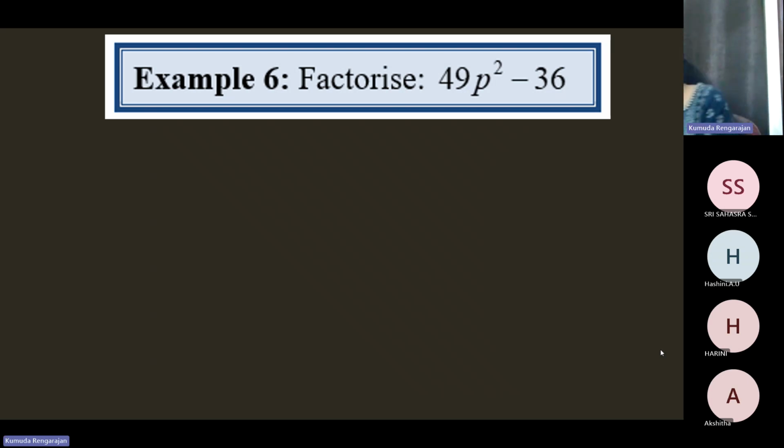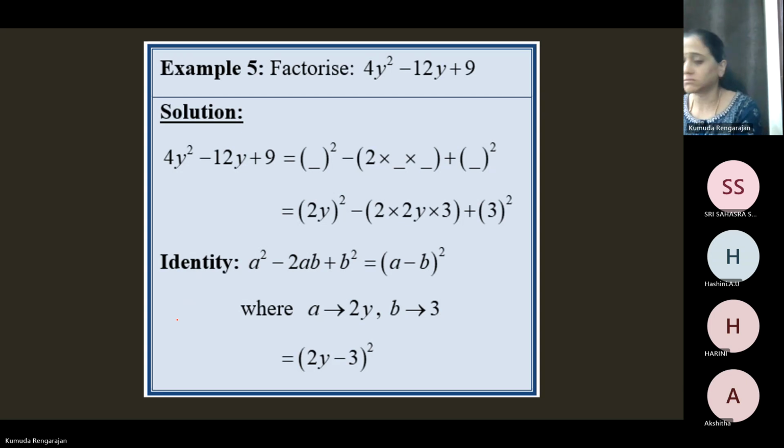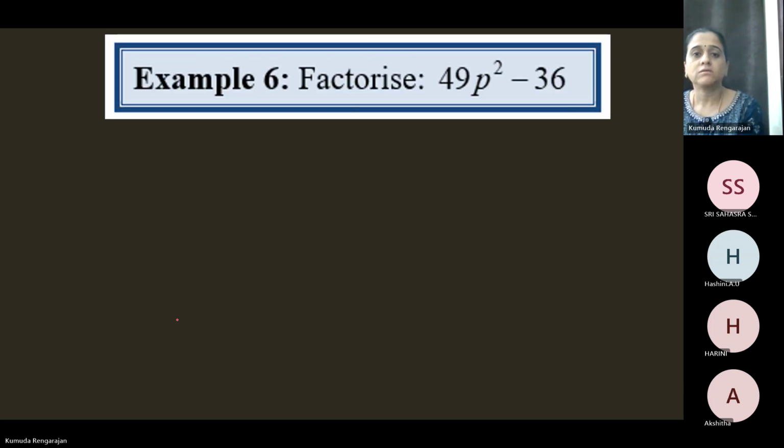Okay. This actually, we didn't discuss the method of factorizing an expression of this form. So this expression has only two terms. Okay. Two terms, and both the terms are perfect squares. 49 is 7 into 7. P squared is P into P. And 36 is 6 into 6.